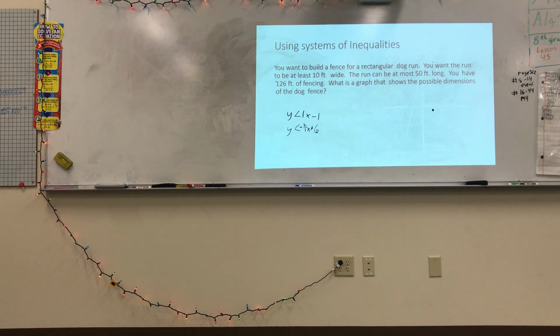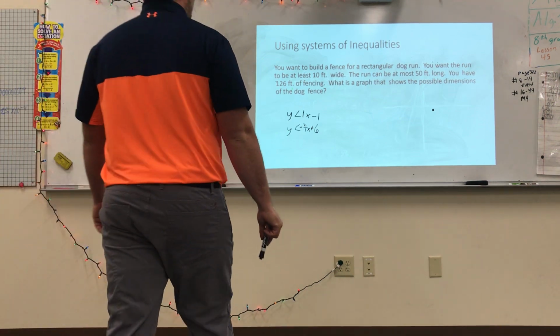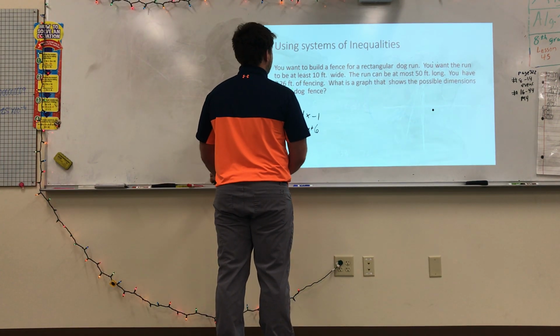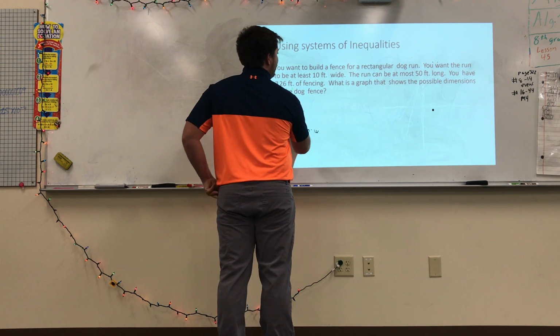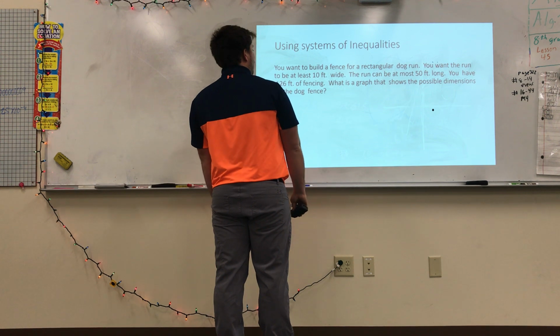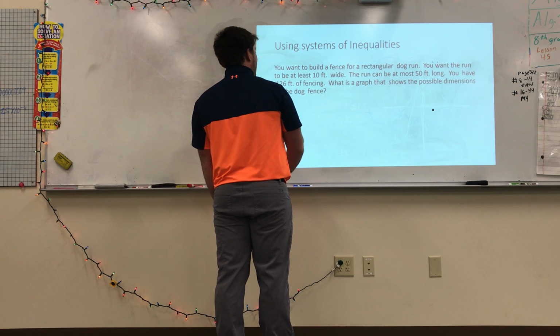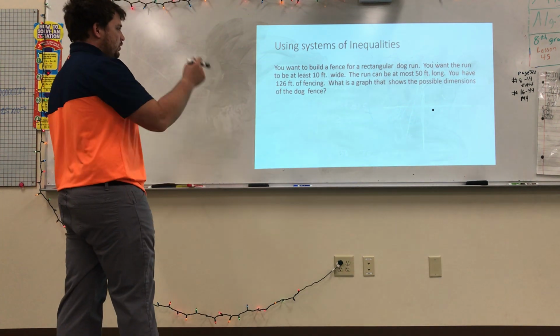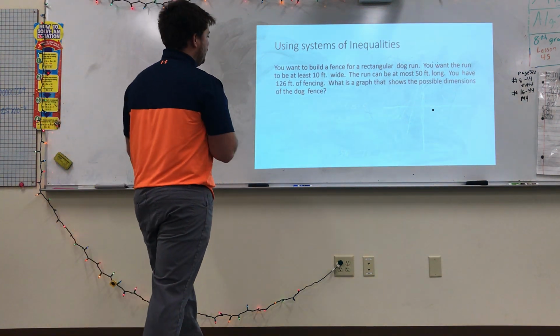You can buy a fence for a rectangular dog run. You want the run to be at least 10 feet wide. The run can be at most 50 feet long. You have 126 feet of fence. What is a graph that shows you the possible dimensions of the dog fence?